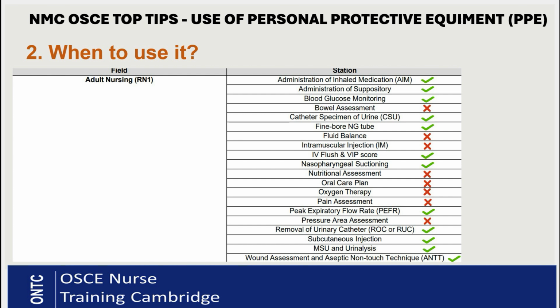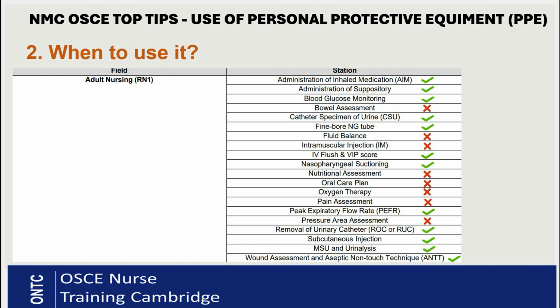Next one after that is catheter specimen of urine. This is actually the biggest fail in this station. If you maneuver the catheter or the tubing without gloves and apron on, even when you're applying the clamp, that is a fail. Make sure you have your gloves and apron on to apply the clamp and also to take the sample. So definitely put your gloves and apron on. Next one is fine bore nasogastric tube. Of course, for insertion of a nasogastric tube, you will need gloves and apron on to do that.